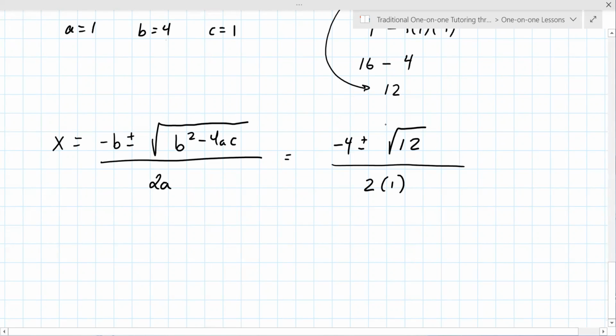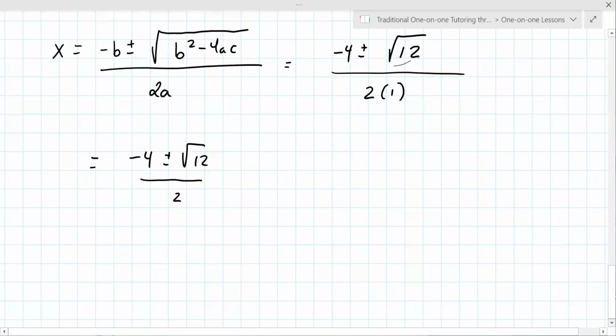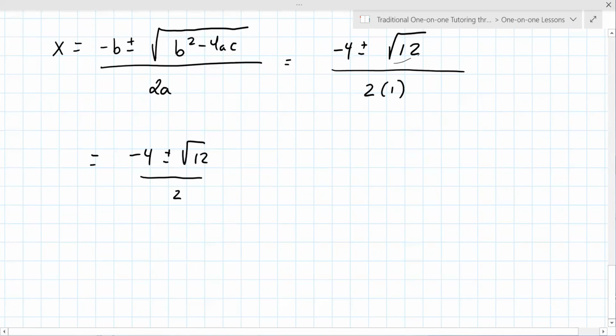Unfortunately, this is not a perfect square, the square root of 12. So for our purposes, we're just going to leave it like this. We're going to leave it as -4 plus or minus the square root of 12 over 2. There is a bit more that you can do here, but this is probably satisfactory for what we're trying to accomplish. So let me know when you get all that down and we'll move to the next problem here.